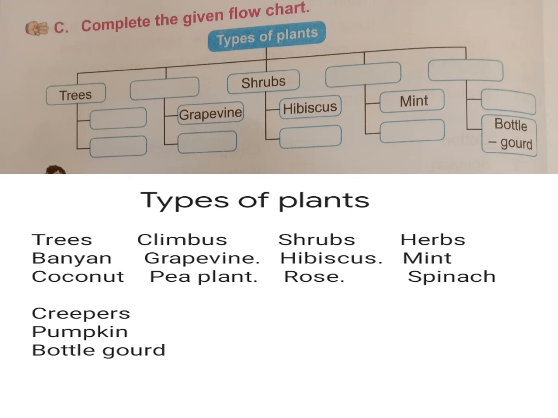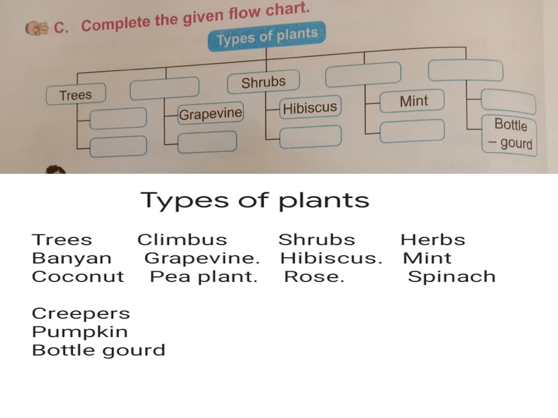Children, I have given the answer for you. Look at the screen. You can check your answer. Now, page number 4, C. Complete the given flow chart. They give us a flow chart of types of plants.